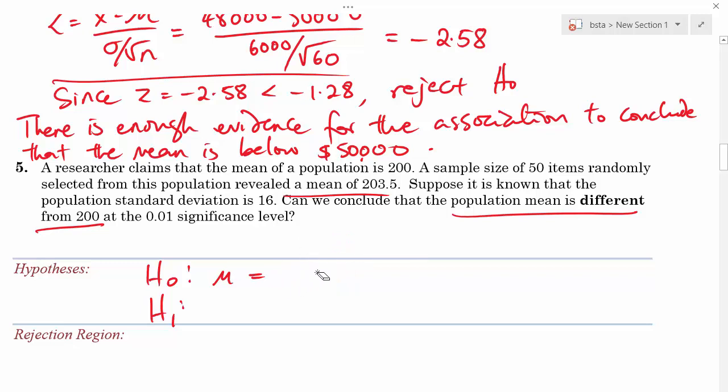So where you really begin is you look at what the problem statement is: different from 200. So you say, oh, not 200. And then you say, oh, the null will be 200. And that's it. That's all you need to write for that.